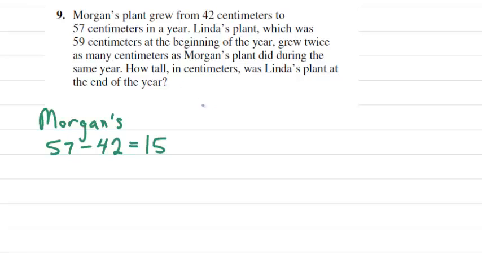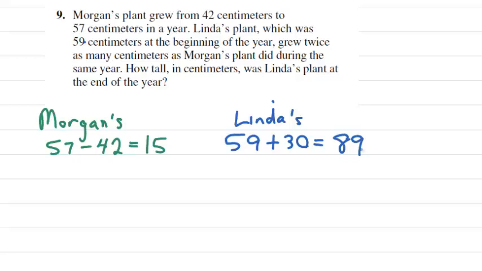Linda's plant was 59 at the beginning of the year, and it grew twice as many as Morgan's did. So it started at 59. Morgan's plant grew 15, so this one had to have grown 30. So if I add 30 to that, I get 89. How tall was Linda's plant at the end of the year? And the answer would be 89.